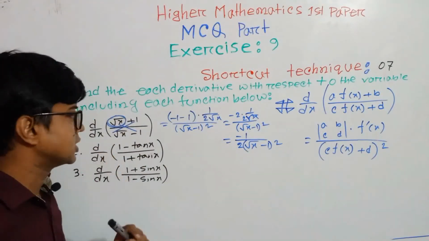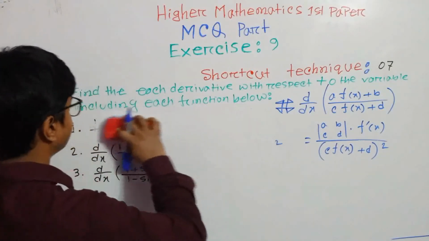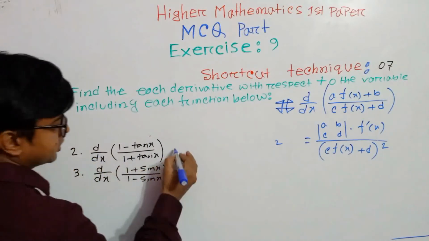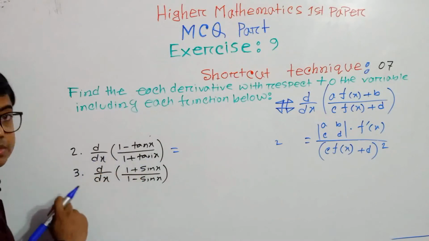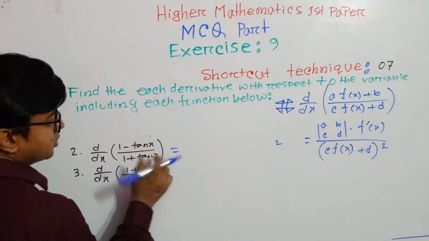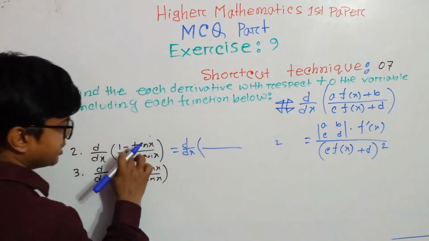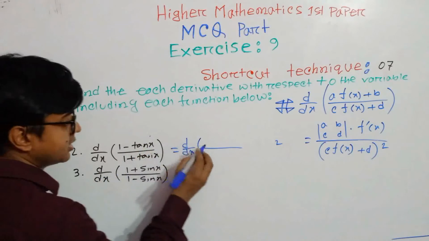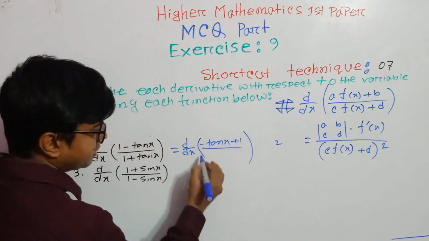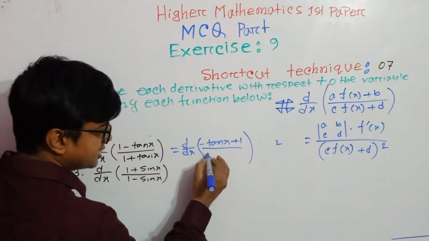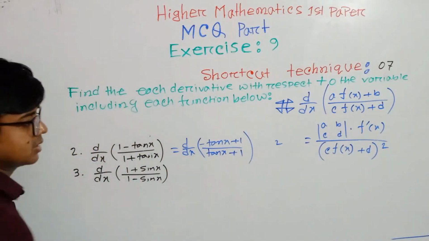And now for this question, question number 2. Here d/dx of (1 minus tan x) by (1 plus tan x). So we can write this type of math this way: minus tan x comes first, minus tan x, and here plus 1. Okay, here tan x comes first, and here plus 1. And now the calculation.